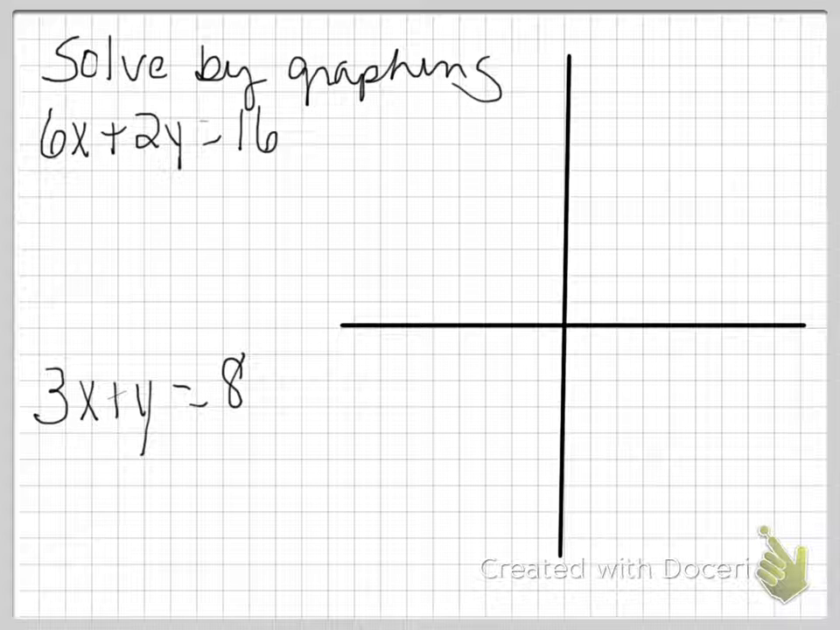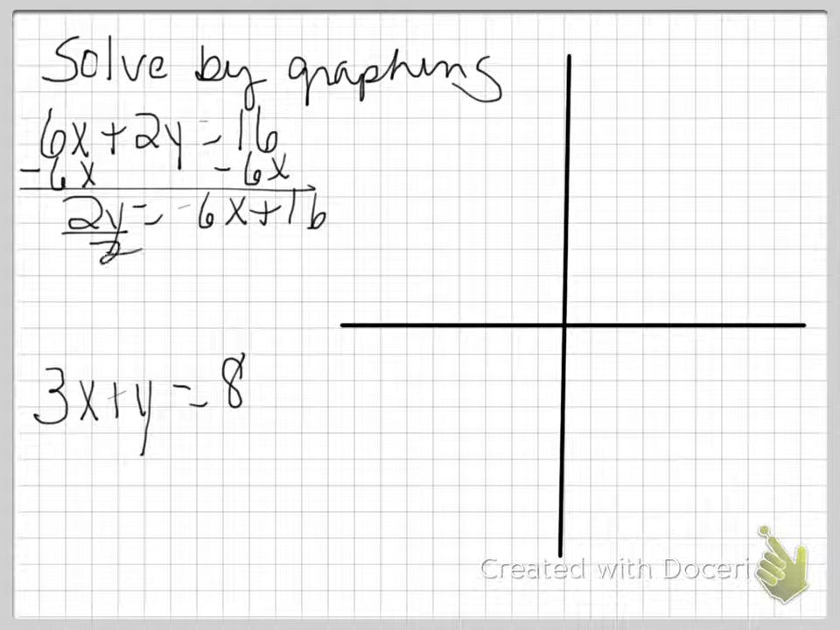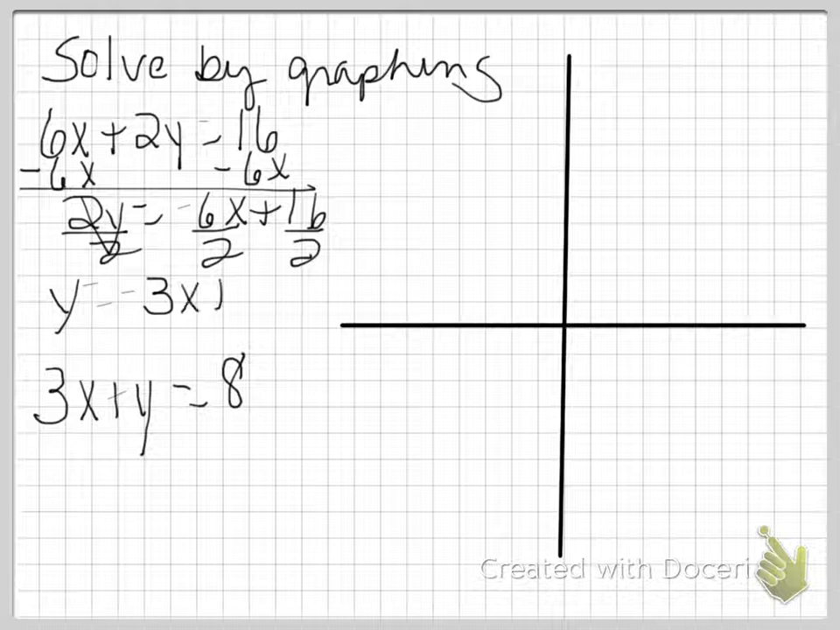Okay, this is Chapter 6 review. The very first thing we're going to do is solve by graphing. So we have to get each equation in slope-intercept form. So we're going to subtract 6x from both sides. Then we divide by 2. So that's y is equal to negative 3x plus 8.